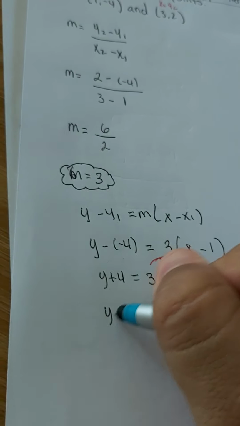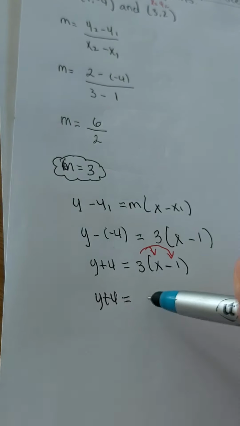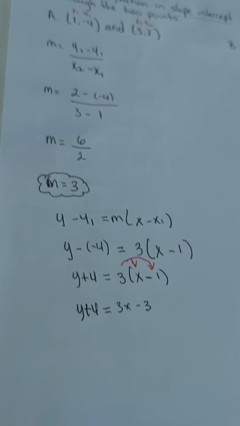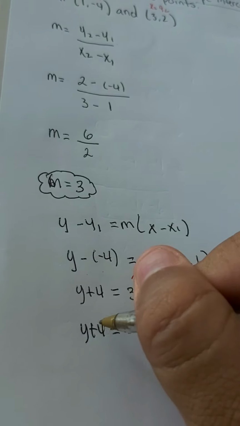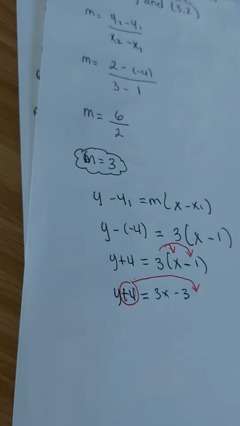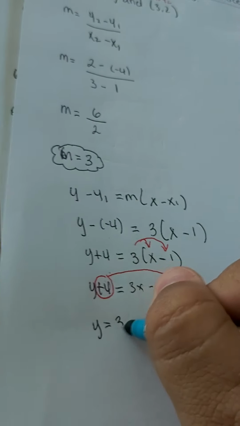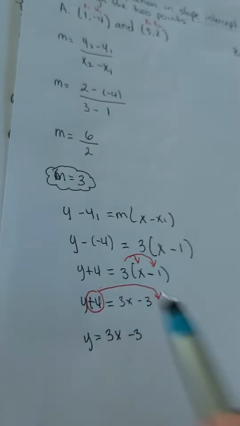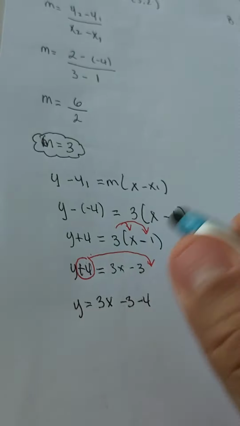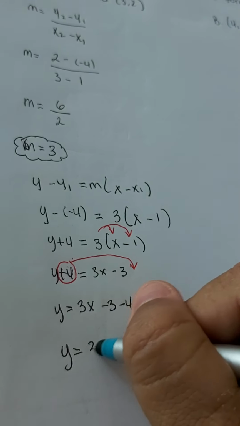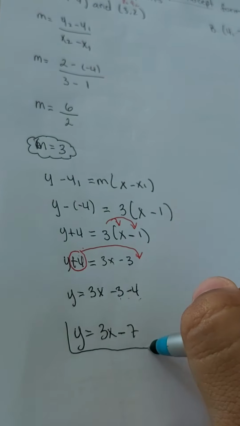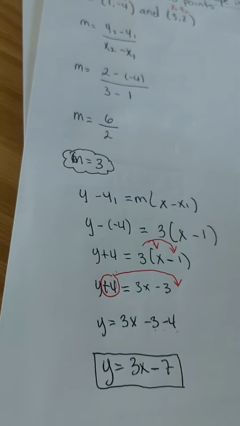And we get y plus 4 equals 3 times x, 3x, 3 times -1, minus 3. The last part is to leave y by itself, so we're going to pass plus 4 to the other side. And we get y equals 3x minus 3. Remember, if you're adding on this side of the equation, you have to subtract on the other side. And you get y equals 3x, -3 minus 4, -7. And that would be your answer.